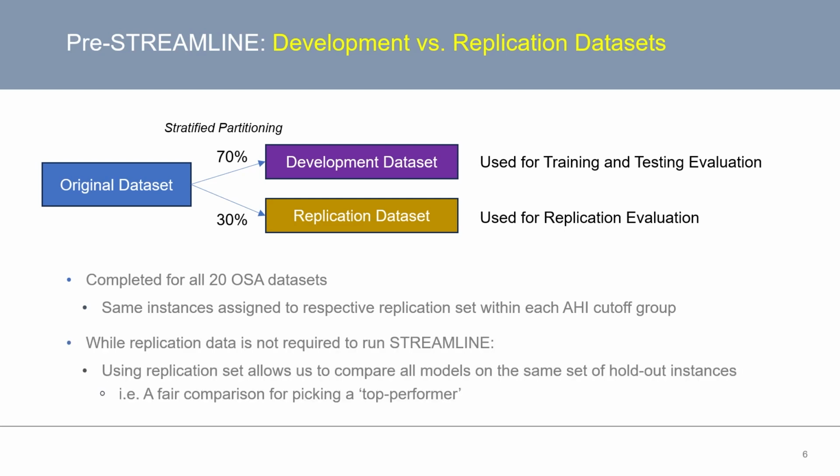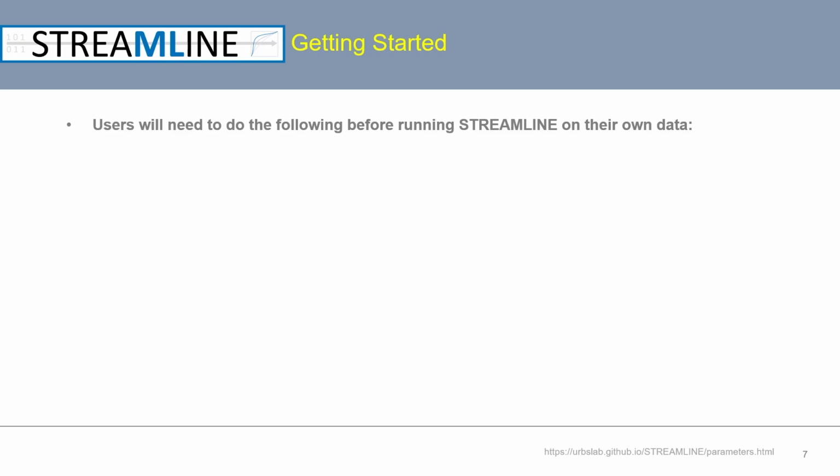Of note, while replication data is not required to run Streamline, using replication datasets allows us to compare all models on the same set of holdout instances, which gives us a fairer comparison for picking a top-performing model. Now let's talk about getting started with Streamline.